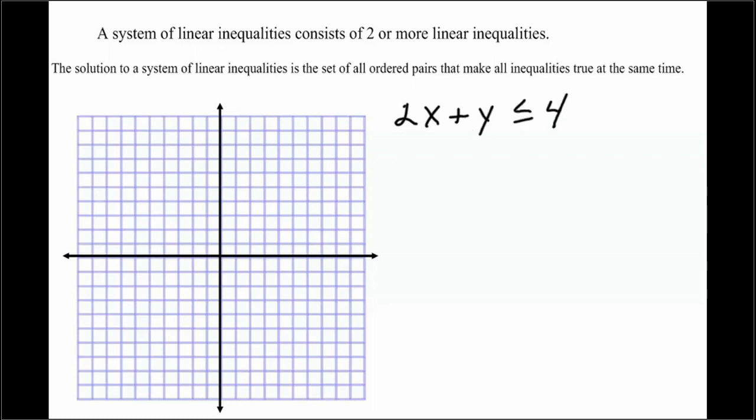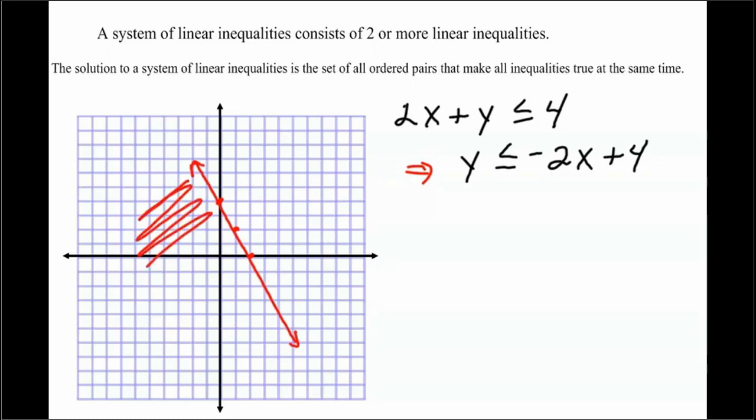Now to graph this, we're going to solve for y, which means the 2x will move over to the other side and it will become negative. We graph the boundary line with a y-intercept of 4. The slope of negative 2 means we go down 2 to the right 1, down 2 to the right 1. This will be a solid line because of the equal sign in the inequality. And because it's y is less than or equal to, we shade below the line.